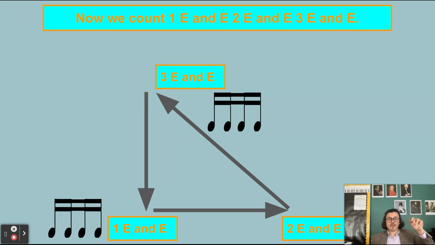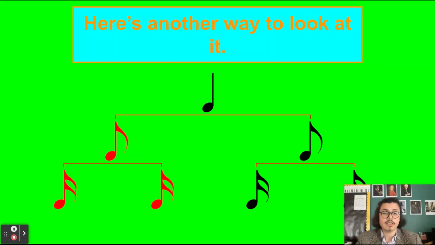1 and, 2 and, 3 and, 1 and, 2 and, 3 and, 1 and, 2 and, 3 and, 1 and, 2 and, 3 and. Let's try that with the piano. 1 and, 2 and, 3 and, 1 and, 2 and, 3 and, 1 and, 2 and, 3 and. Okay? With the block. 1 and, 2 and, 3 and, 1 and, 2 and, 3 and, 1 and, 2 and, 3 and. So those are the 16th notes.